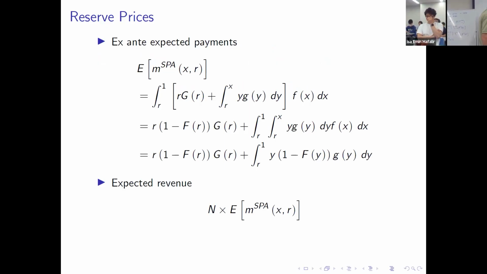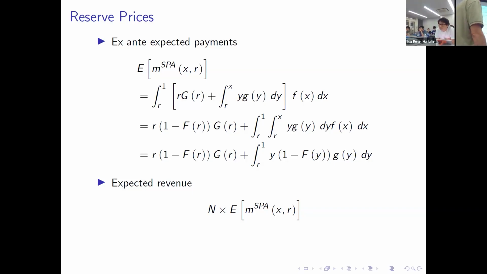So from R to 1, all I do is substitute what is written on the previous page, small f(x) dx. And then you can see that this term doesn't have any x in it, so I can take this out. Okay. And the integral from R to 1 of small f(x) dx is just 1 minus F(R). So the first term just becomes this. And the second term is here, the integral from R to 1 of the integral from x to R of y g(y) dy, f(x) dx.